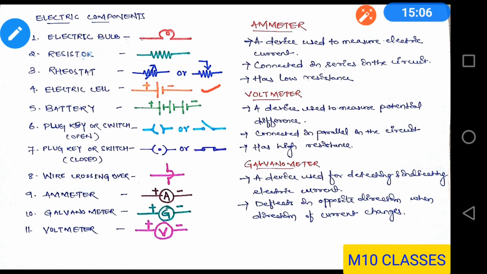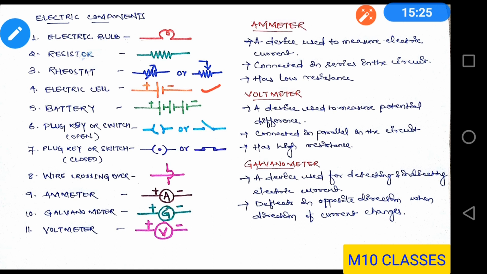Next is battery. Battery is a combination of cells. You might have seen that in very big vehicles like buses or trucks, battery is used. And they have different number of tappings over it. So they have a number of cells which constitute a battery.